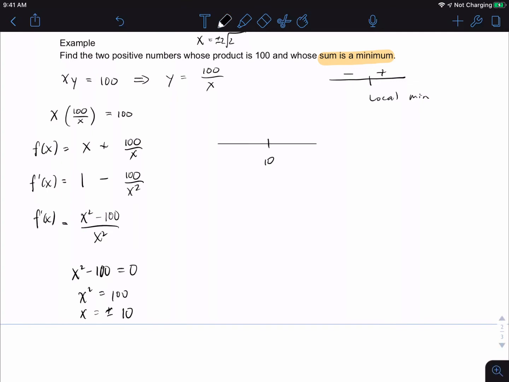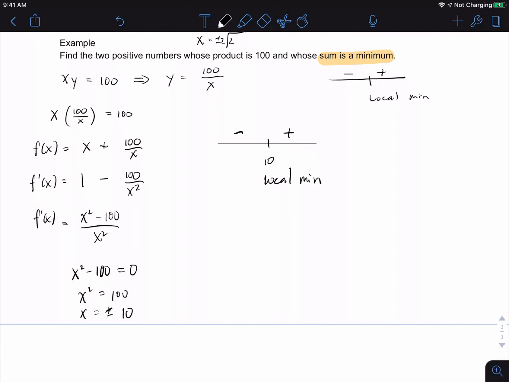at 10. So in the derivative, if I plug in a 9, I'm going to get a negative number over a positive number. That's going to give me a negative. If I plug a number like 11 in, I'm going to get a positive number over a positive number, which will give me a positive. And isn't this in fact showing our local min?